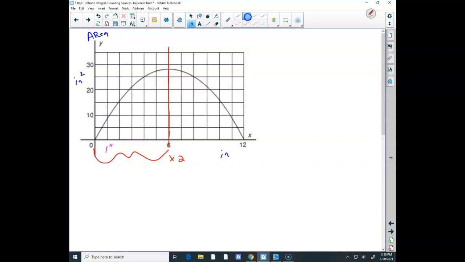So why don't you hit pause, and go through and count the squares, and we're going to be back and compare our square counting abilities.